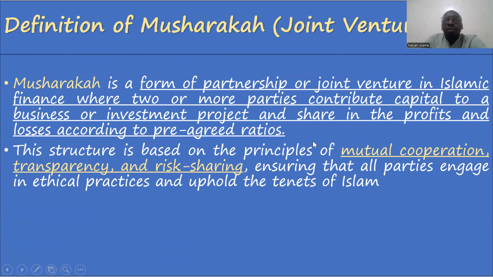Now, on to the third point, which is al-musharaka, musharaka. And musharaka, basically, is a form of partnership or joint venture in Islamic finance, where two or more parties contribute capital to a business or investment project and share in the profits and losses according to a pre-agreed ratio. So al-musharaka, from the name in Arabic, tusharikuna fi shay. So it can either be a partnership of two people or even more.